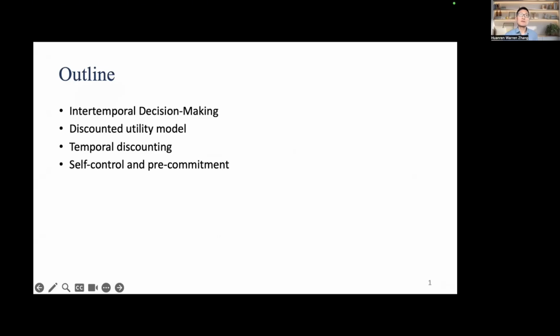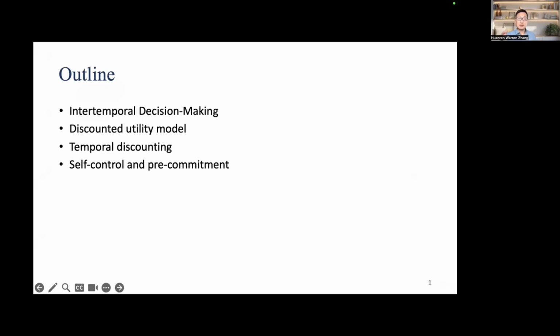If people make decisions according to the discounted utility model, then we will observe time consistency. So we will define what time consistency is. And then we'll talk about the actual temporal discounting we observe from human behavior and how it contradicts the discounted utility model. It means that people do not make decisions in a so-called rational or consistent way. Instead, they present the so-called present bias.